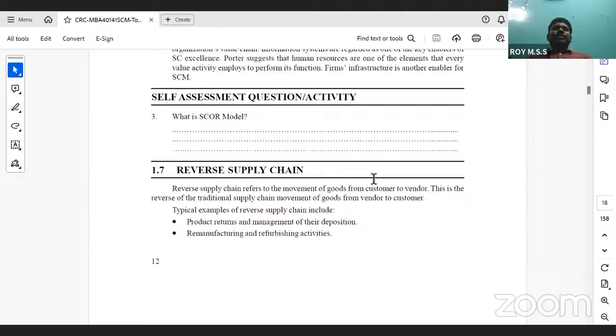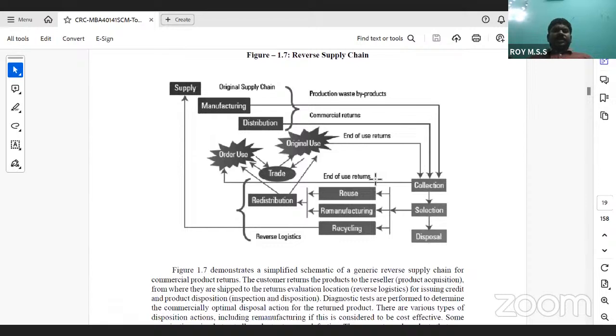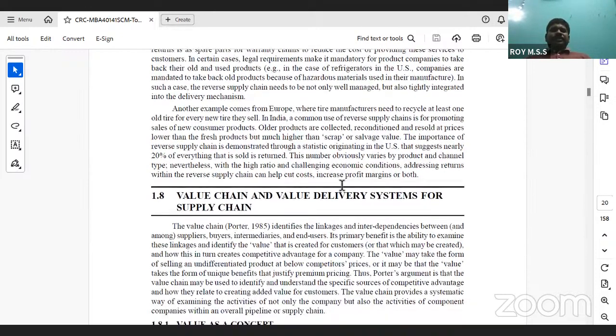Next, reverse supply chain. What is reverse supply chain? Very simple. Forward supply chain means from the supplier to the customer, it will go. From the customer, if it goes back to the supplier or the manufacturer, we call it a reverse supply chain. It coming in is one thing. Going back again, this is what they will use. Actually, the end user will return for what? For reusing or remanufacturing or recycling. Then there are some products which will be sent back for recycling.